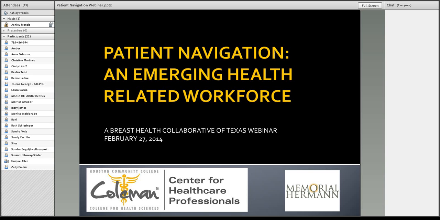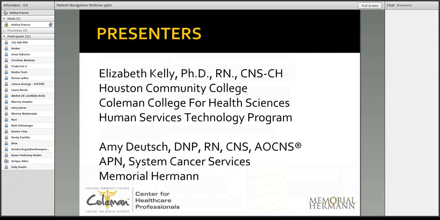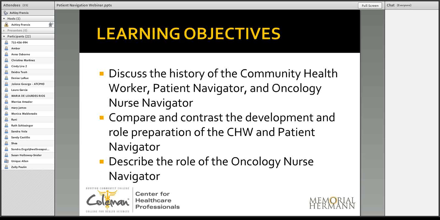We have three objectives for today. The first one is to discuss the history of the community health worker, patient navigator, and oncology nurse navigator. The second one is to compare and contrast the development and role preparation for the CHW and patient navigator, and finally to describe the role of the oncology nurse navigator.